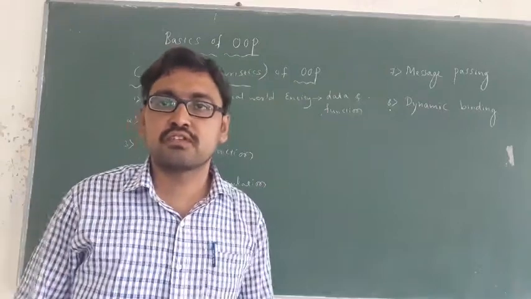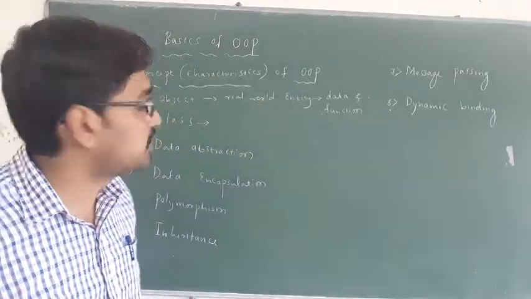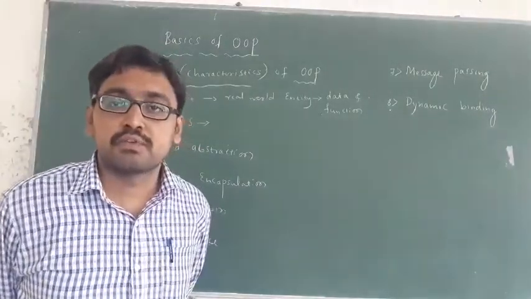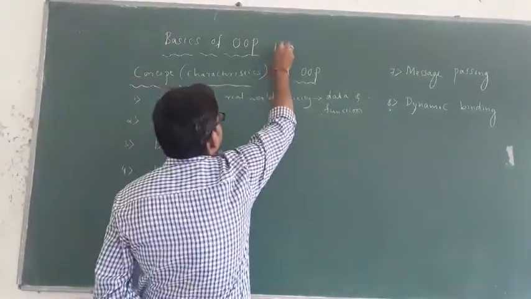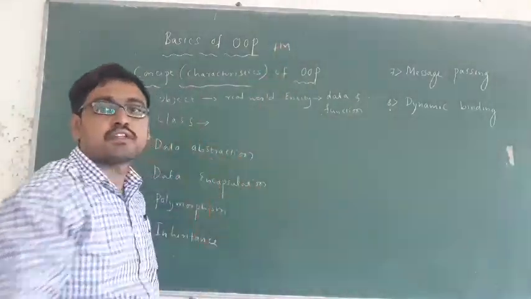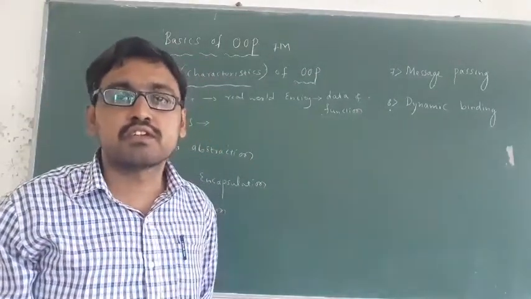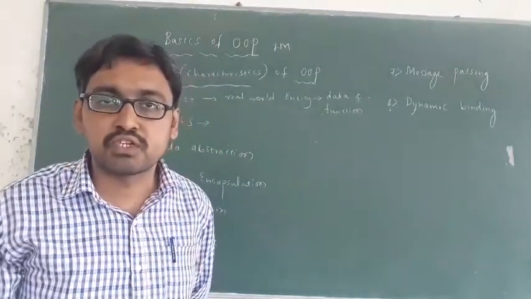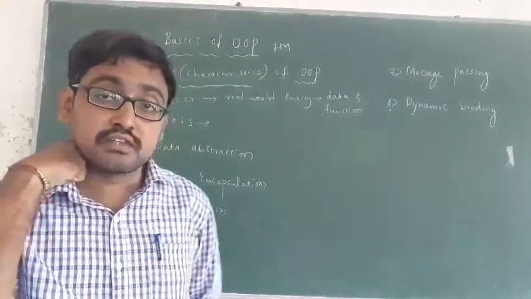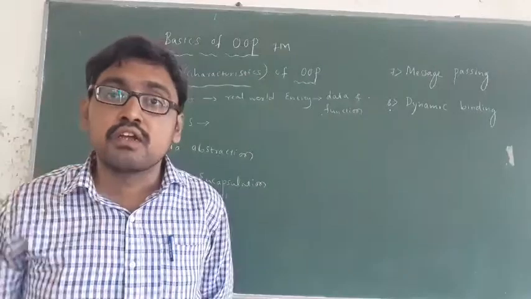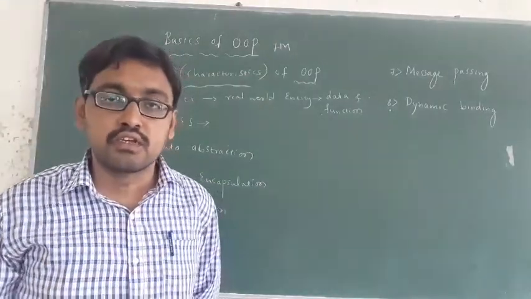Hi dear students, in the last class we discussed the basics of the OOP chapter. This chapter carries 7 marks: a 2 marks question, a 5 marks question, and one compulsory question comes from this chapter. In total, this chapter carries 7 marks, okay.